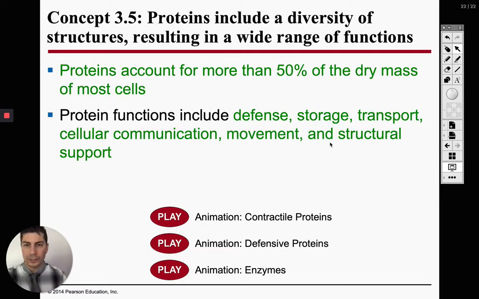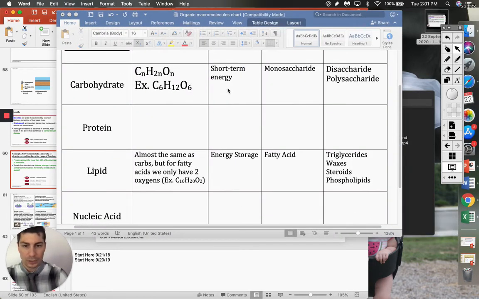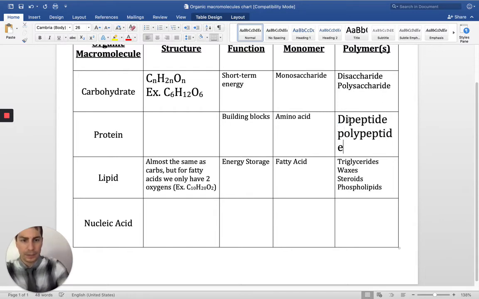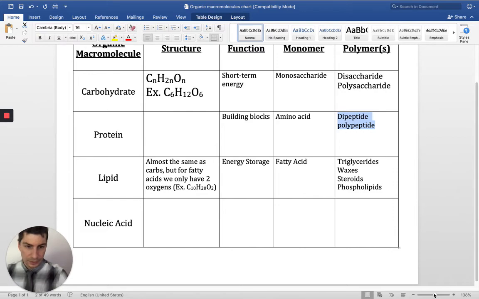All right, our next one, proteins. Let me go back to our chart here. We'll draw some things out for proteins here. Our function of proteins, there's going to be a lot. We're just going to say building blocks right now, because there's so many, I'm not going to be able to fit them all in there, guys. Our monomer of a protein is called an amino acid. And then once again, we are going to have two different polymers. They could be a dipeptide or a polypeptide. Okay, structure of a protein.